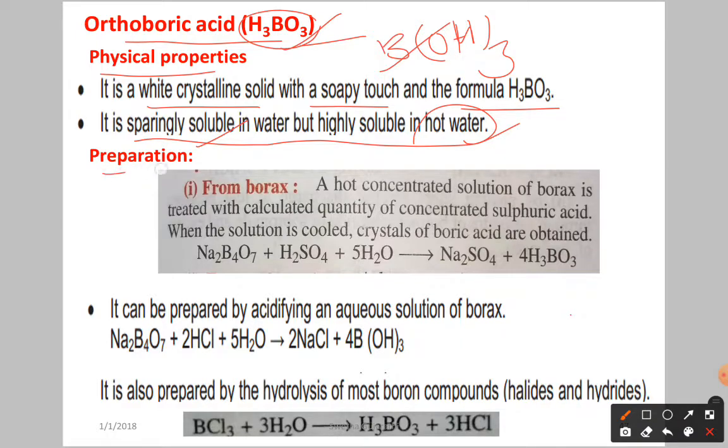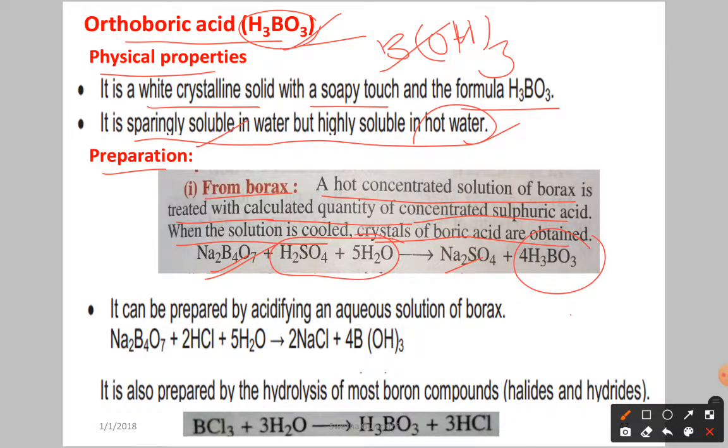Now come to the preparation. First, from borax, which we already discussed. What is the formula? Na2B4O7. A hot concentrated solution of borax is treated with a calculated quantity of concentrated sulfuric acid. When the solution is cold, crystals of boric acid are obtained. Simply, you are taking H2SO4 and reacting it with borax, giving sodium sulfate and boric acid.